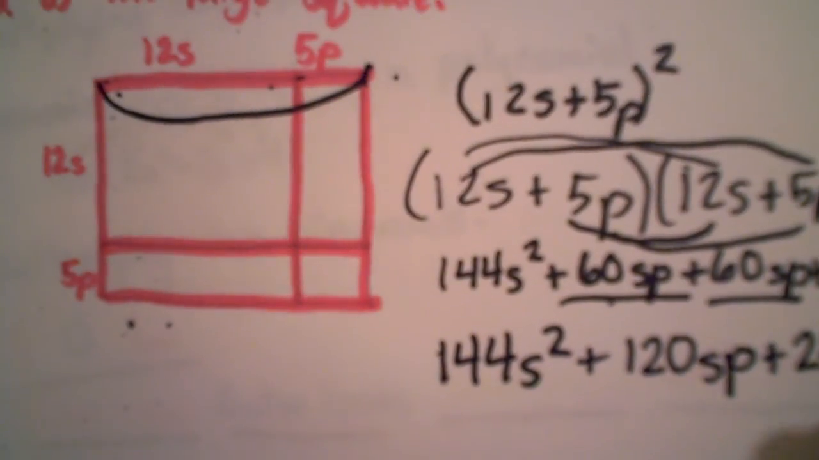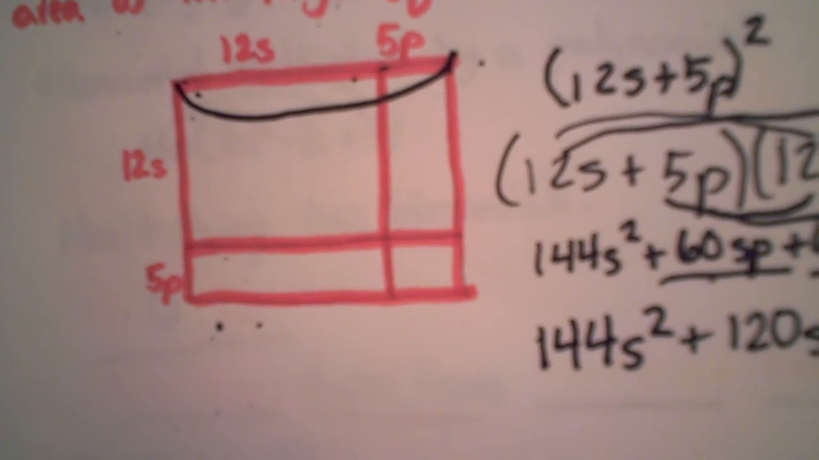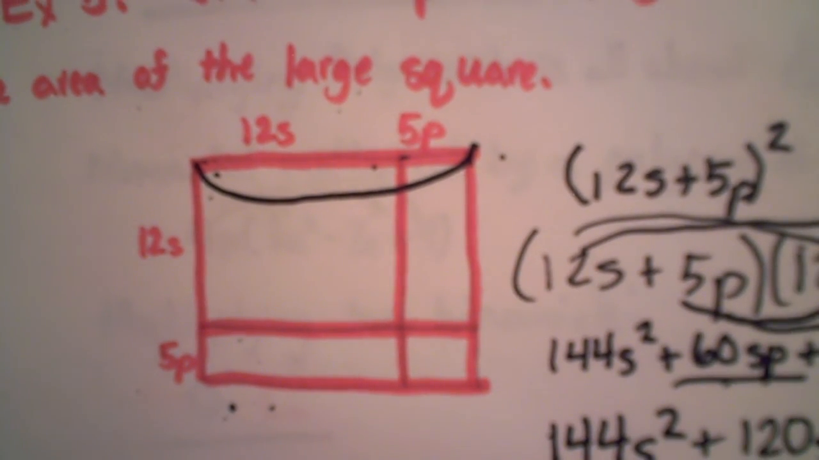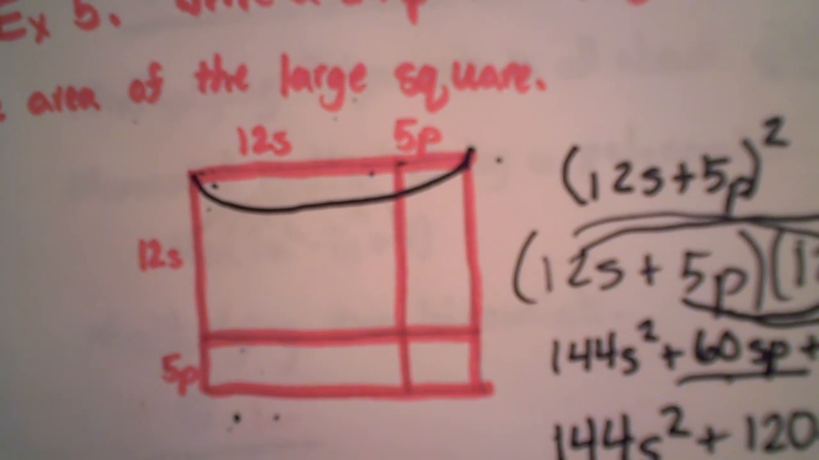That would be how you would do a problem like this. So if you see one, don't let it scare you. Remember that it's a square, so you're going to be squaring it, so chances are good you're going to be using the FOIL. And that's how you're going to be multiplying polynomials, and I hope this helped.